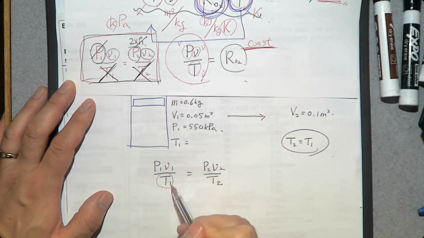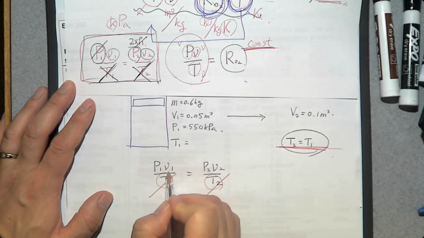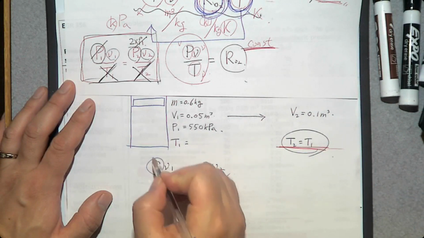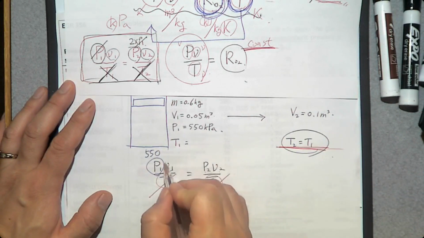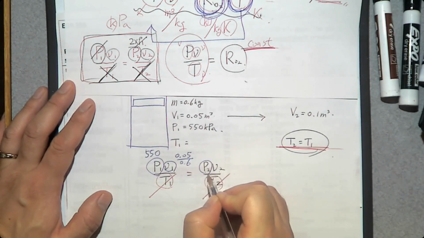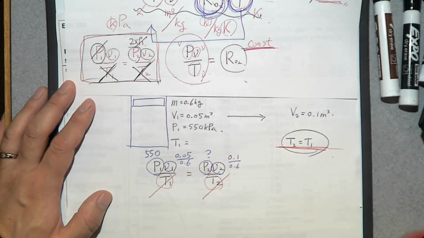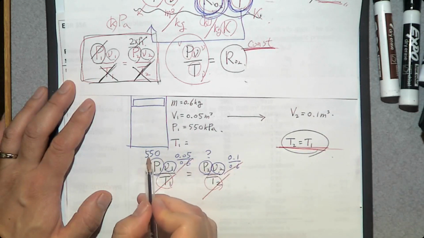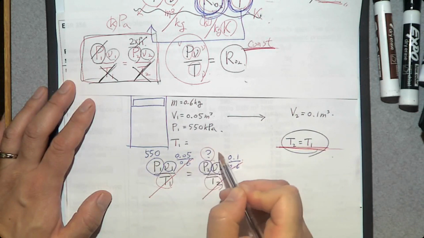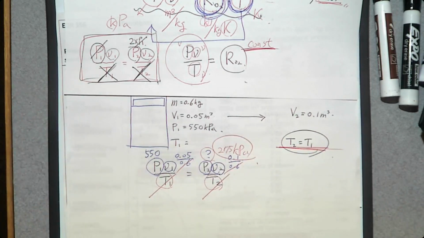So T1 is the same as T2, so you can cross them out. So we only have P1 V1 equals P2 V2. P1 is 550. V1 is 0.05 divided by 0.6. V2 is 0.1 divided by 0.6. So you can cross out 0.6, 0.6, and 550 times 0.05 divided by 0.1, you get 275 kilopascal. So that's how you determine the final pressure.